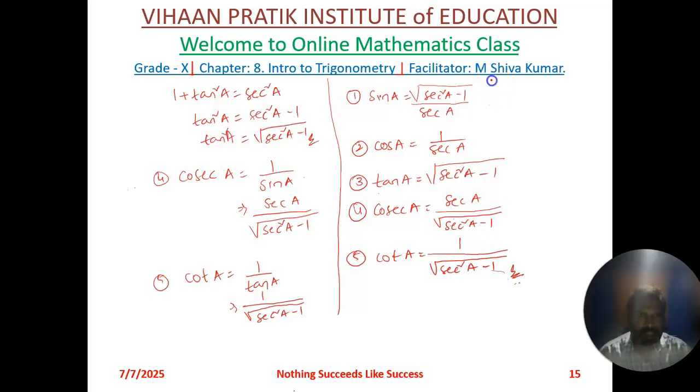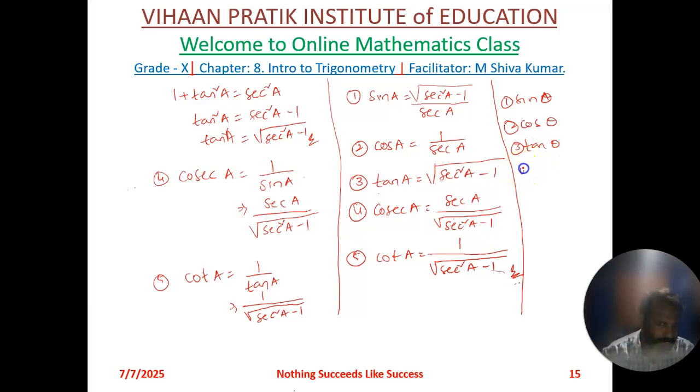So I give you work to identify the same: sine theta in terms of all other trigonometric ratios, cos theta in terms of all other trigonometric ratios, tan theta in terms of all other trigonometric ratios, cosecant theta in terms of all other trigonometric ratios, and the last one, cot, we have already done. So find out the ratios of these trigonometric functions.